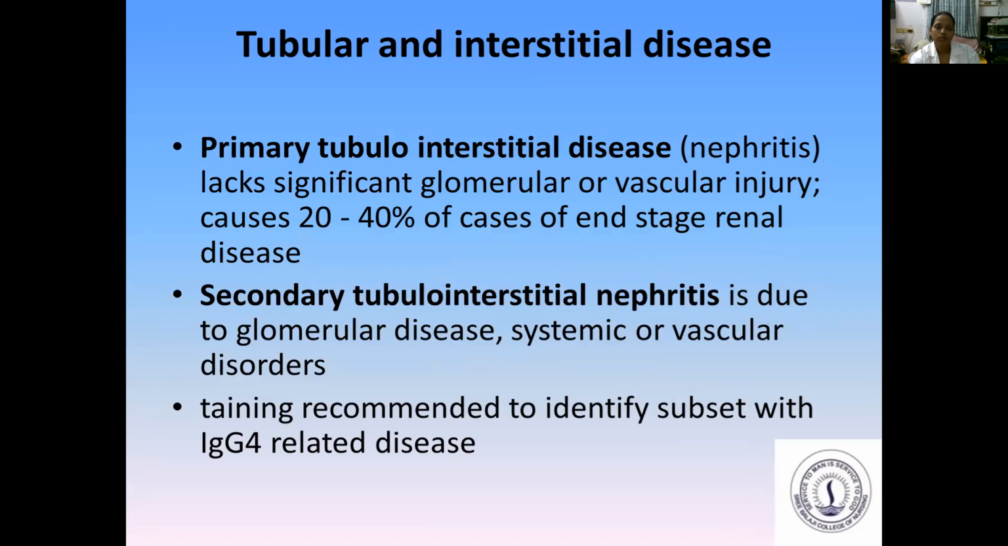So primary tubulointerstitial nephritis lacks significant glomerular or vascular injury and causes 20 to 40% of the cases of end-stage renal disease, whereas secondary tubulointerstitial nephritis is due to glomerular disease or a systemic or vascular disorder. Staining is recommended to identify the subset with immunoglobulin G4 related disease.